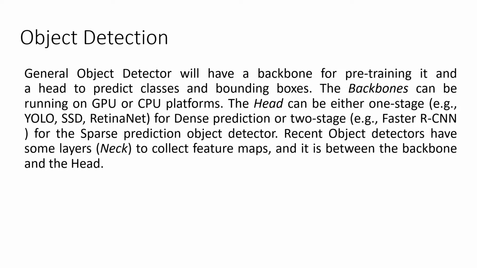Basically, in general, an object detector has two parts: a backbone and a head. The backbone is for pre-training and the head is to predict the outcome. Then in case of object detectors like YOLO V5, there is another part called the neck. It is between the backbone and the head.